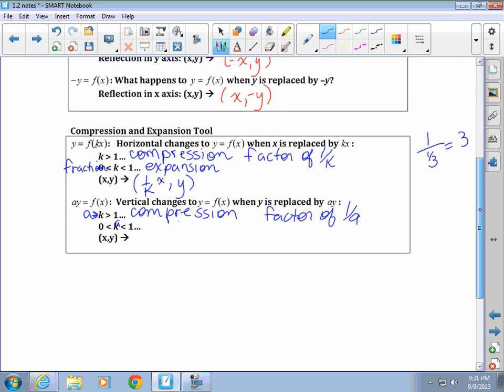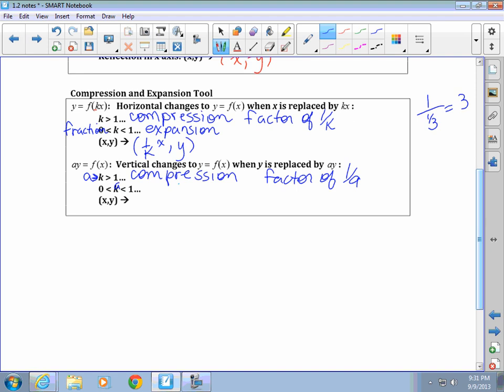like on the other page, the first example. So it got wider. If a was a value in between 0 and 1, so a fractional value, then it was an expansion, just like the last example we did. And what happened to the coordinates is the x stayed the same, but the y was multiplied by 1 over a, or the y was divided by whatever the a value was.